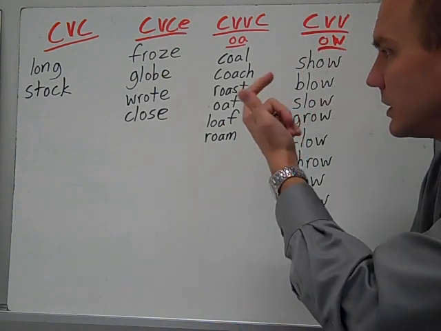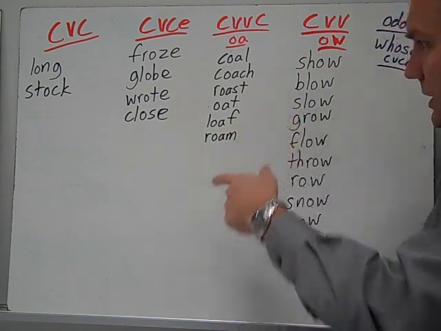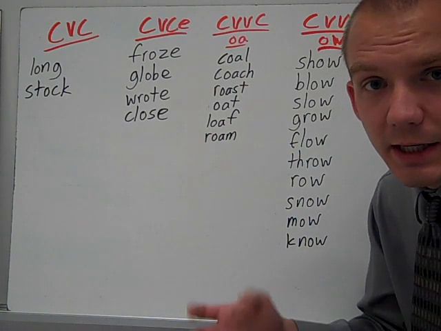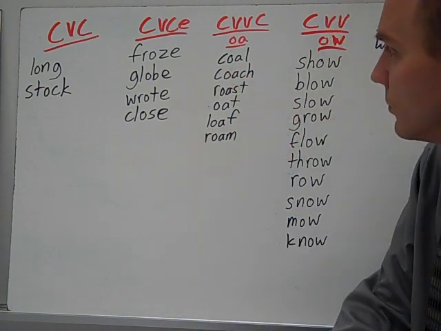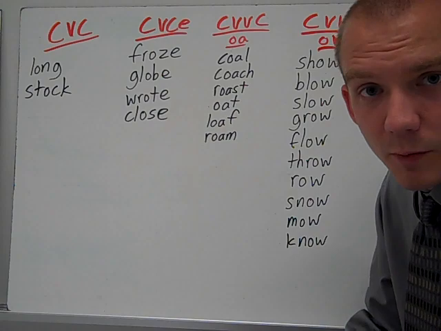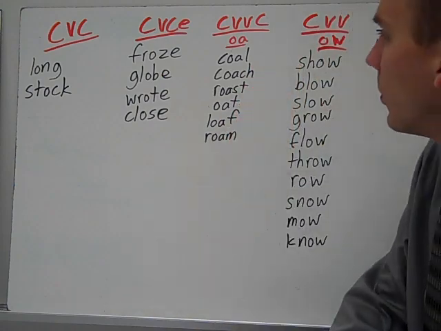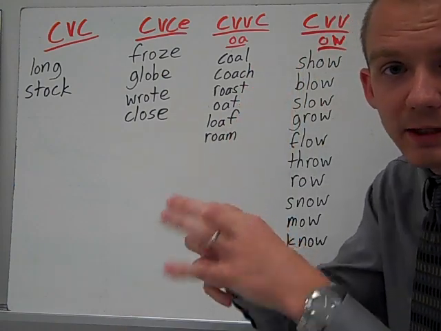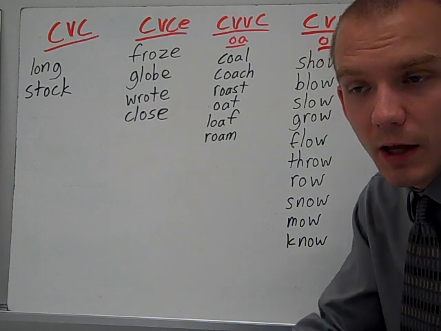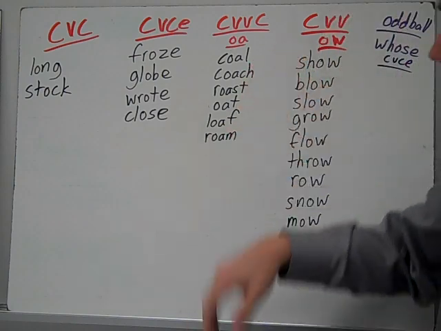Oat is something you eat, like in oatmeal. Roast is a way to cook something, to heat it up. Coach is someone who coaches you in a sport, like soccer or football or baseball. And coal would be these little black things that you can burn in a fire, or diamonds actually end up coming from coal.